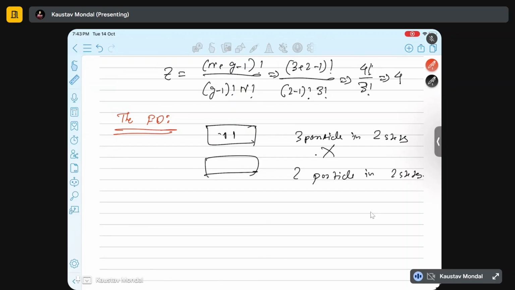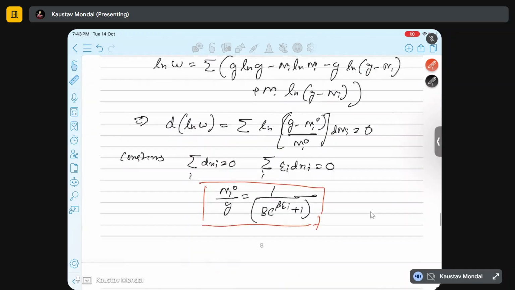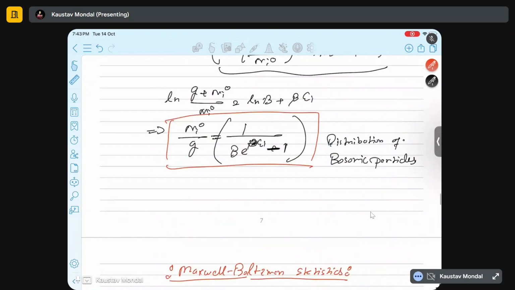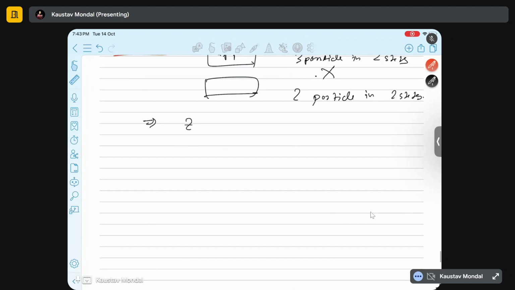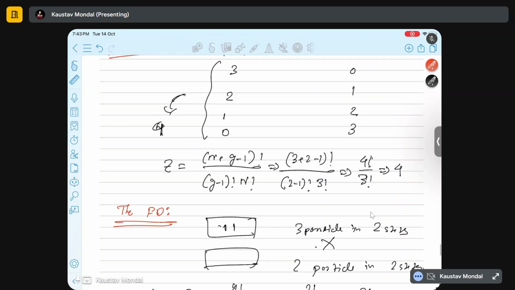So if that is the case, for 2 particles in 2 states, the configuration Z is also given by the same formula for FD statistics: g factorial by n factorial into (g minus n) factorial. So g is 2, 2 factorial by 2 factorial into 0 factorial, and 0 factorial is 1, so 2 factorial by 2 factorial is 1. So only one possible combination is there, with these 2 states and these 2 particles. That is the only configuration that can happen for FD statistics.